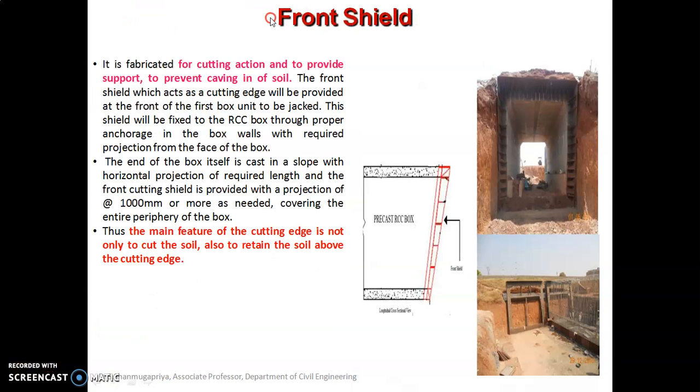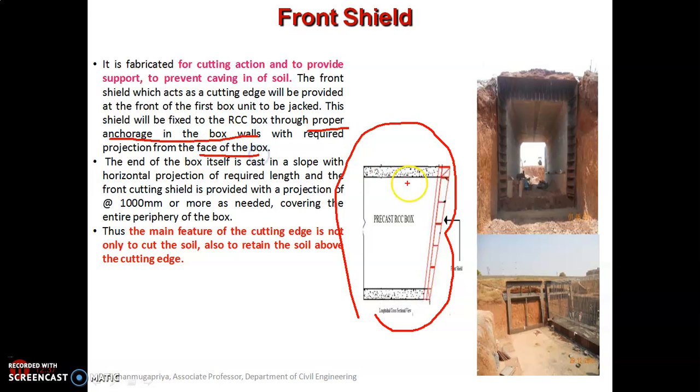And the next one is the front shield. Here you can see in this picture, this is called the front cutting shield. This is fabricated for the cutting action and to provide support and prevent the caving in of the soil. As you see in the sectional view, this acts as a cutting edge, and it will be provided at the front of the first box unit which needs to be jacked. It is fixed to the RCC boxes through proper anchorages provided in the box walls with the required projections from the face of the box.